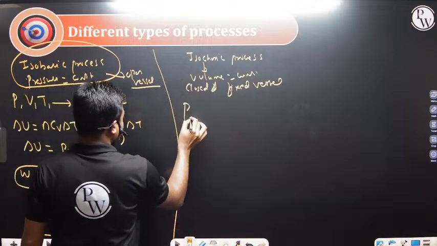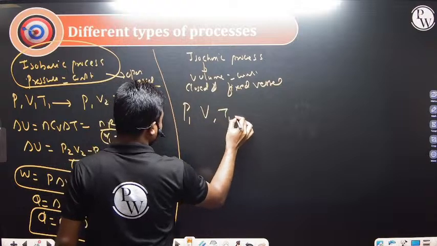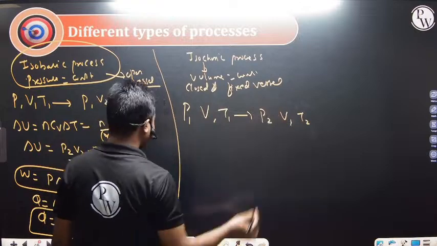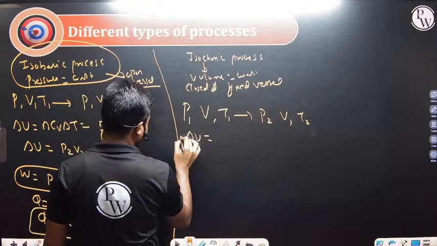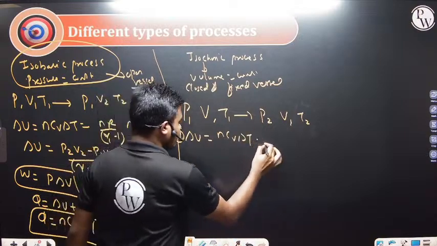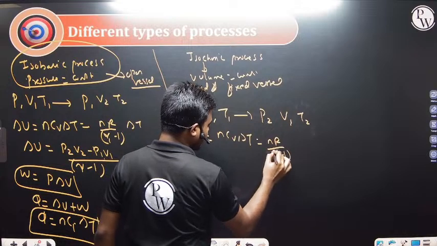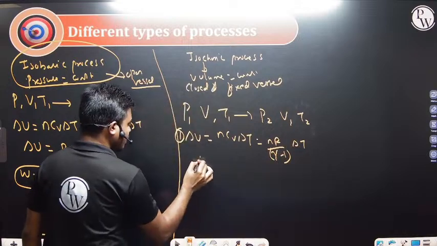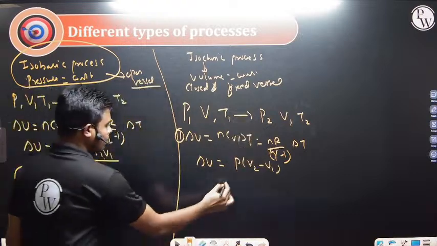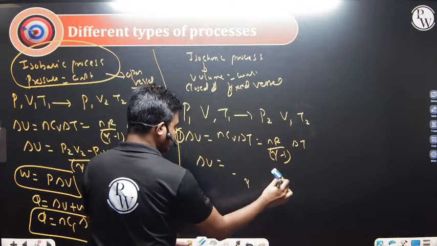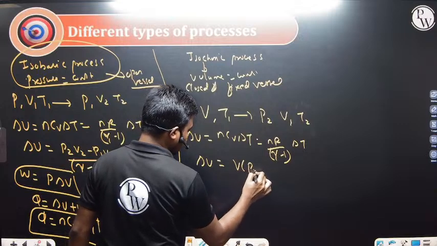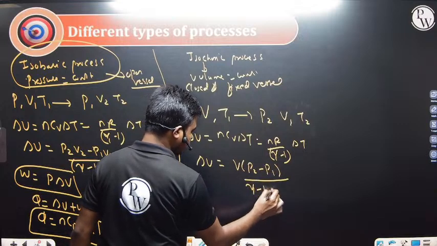So what is the pressure? P1, volume V, temperature T1, to pressure P2, volume V, temperature T2. So the volume is not changing in this case. What is delta U? Again delta U will be the same: nCv delta T, or we can write nR divided by gamma minus 1, into delta T. Delta U we can also write as P into V2 minus V1 divided by gamma minus 1. Volume is not changing, so here we can write V into P2 minus P1, divided by gamma minus 1.